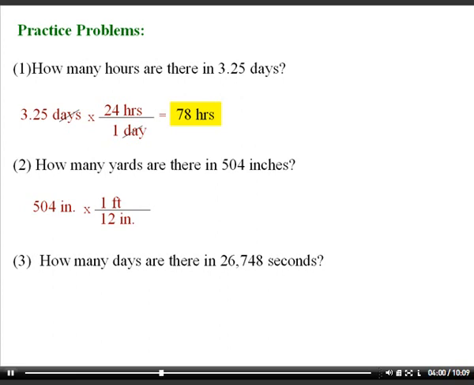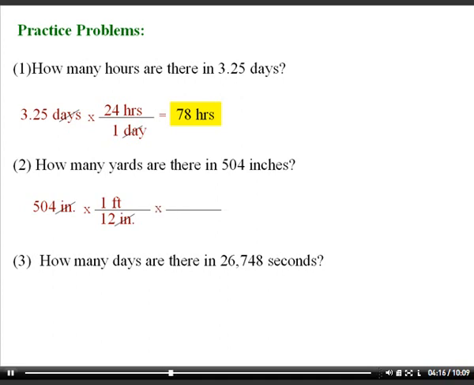So you should know that there's 12 inches in 1 foot, but the 12 inches goes on the bottom because you need that to cancel out with the unit that's already in the top position, or in the numerator. So they have to be in the opposite positions in order to cancel out. Once you've canceled out the word inches, you can now worry about changing the word feet into yards.